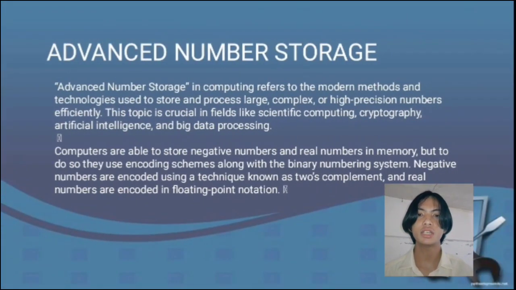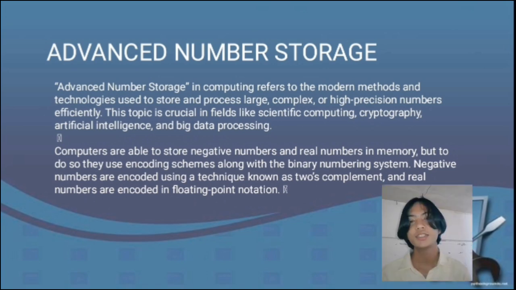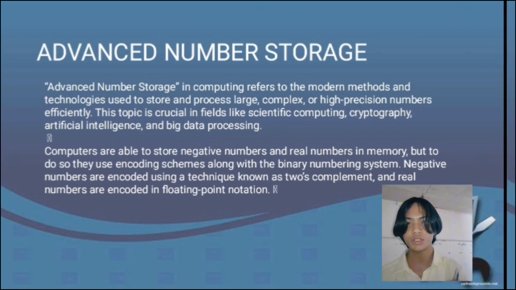Advanced number storage is a modern method and technology used to store and process large, complex, and high-precision numbers efficiently. This method is crucial, especially in the field of scientific computing, cryptography, artificial intelligence, and big data processing. In storing numbers, we have two different binary representation methods: the two's complement and the floating point notation.